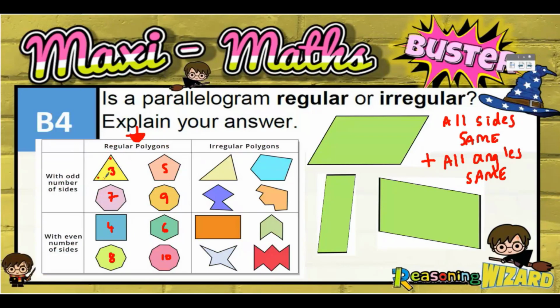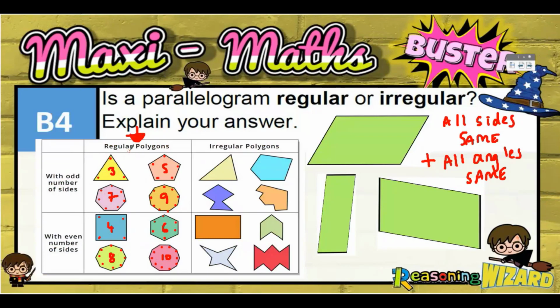All the angles are the same. Those 3 angles are the same. In the pentagon, all 5 of these angles are the same. In the heptagon, all 7 of these angles are the same. Nonagon, all those angles are the same. Same with the even sides. Square, all 4 sides the same. Hexagon, all 6 sides the same. Octagon, all 8 sides the same. Decagon, all 10 sides and all 10 angles the same.